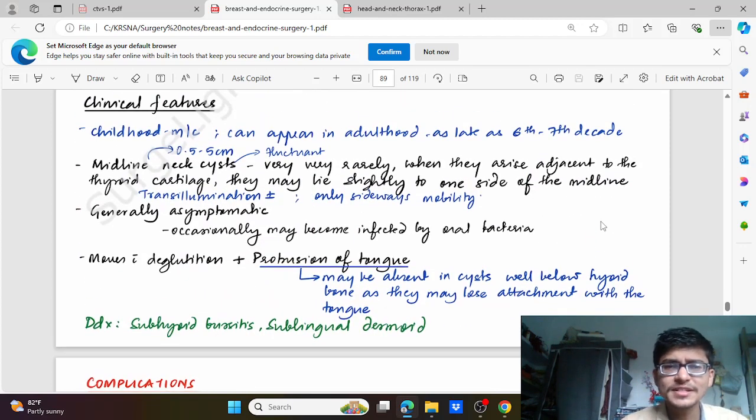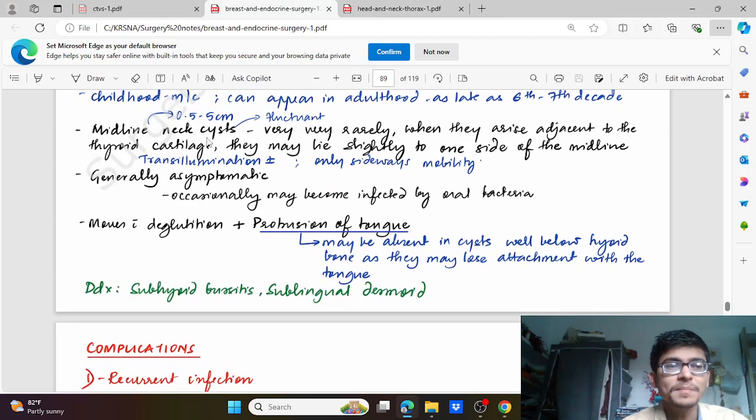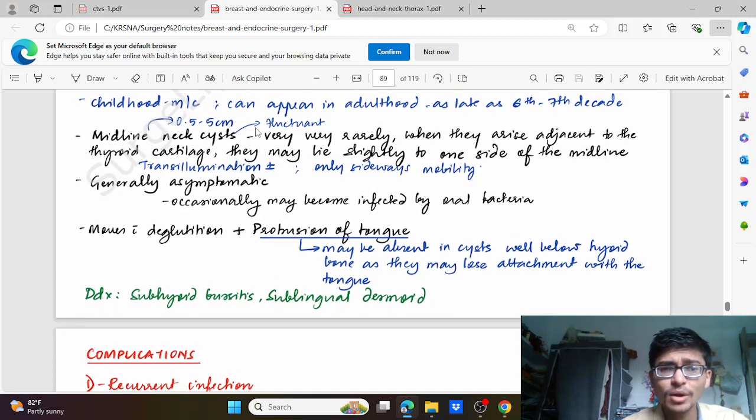So clinical features: since these are childhood swellings, they appear in childhood, but sometimes even in late adulthood, as in the 6th and 7th decade. These are small midline swellings, but may occur slightly laterally on the left side. When they arise adjacent to the thyroid cartilage, they may lie slightly to one side of the midline, that is on the left side.